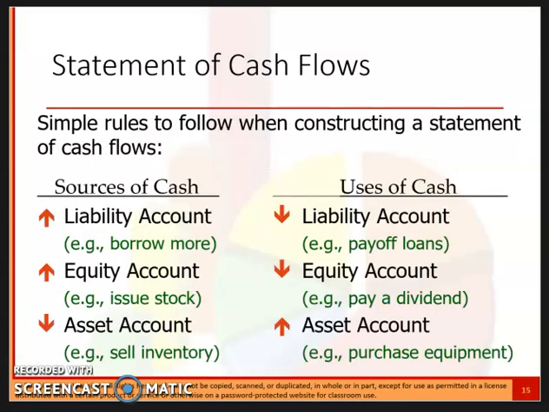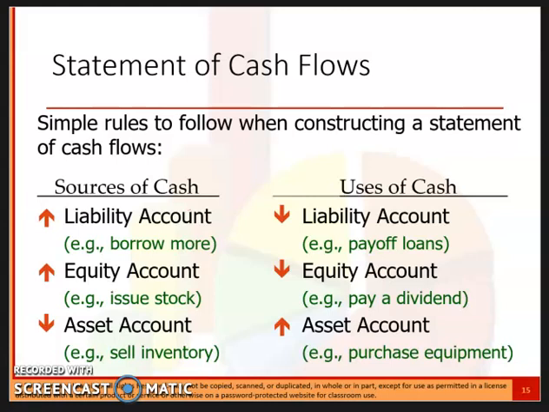So if we look at the statement of cash flows with regard to sources of cash, if we increase a liability account, in other words, we borrow more, that's going to increase our cash position. If we increase our equity account, in other words, we issue stock, that's going to increase our cash position. On the other hand, if we sell inventory, selling inventory is going to increase our cash position, so reducing our asset account.